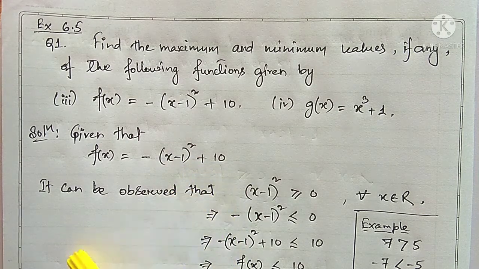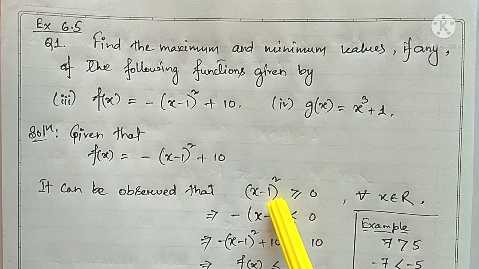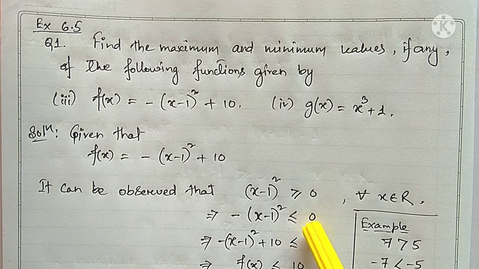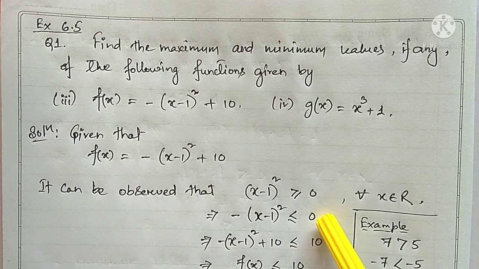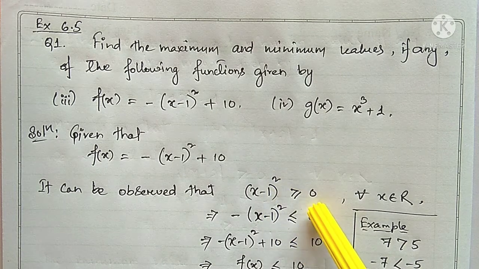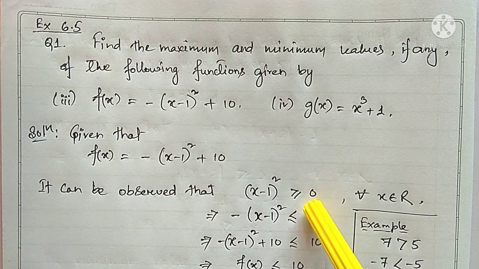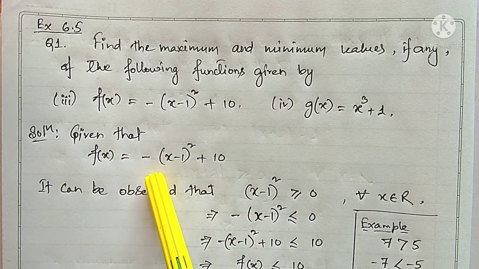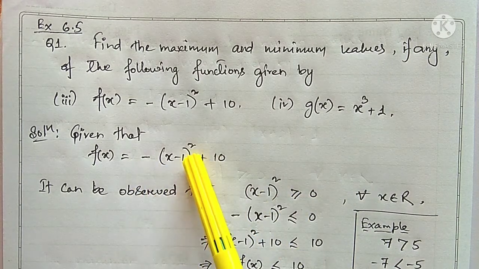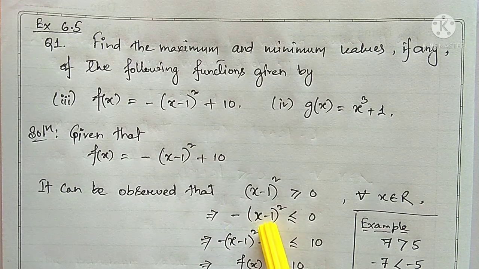So that's why here we write, it can be observed that (x minus 1) whole square is always greater than or equal to 0, because it is a whole square term. So it may be 0 or more than 0, so that's why greater than or equal to. But in our function here we need minus (x minus 1) whole square. For that reason we have to multiply both sides by minus.